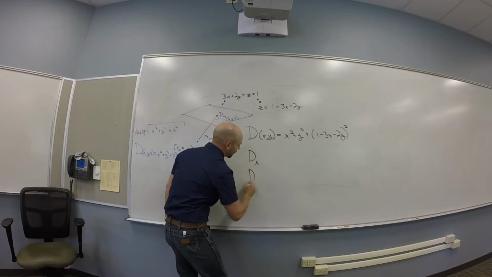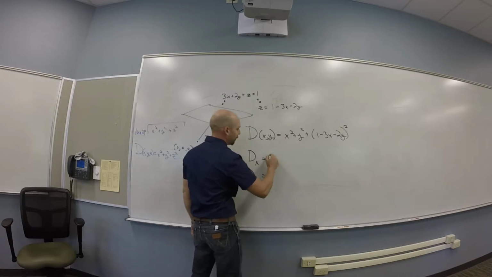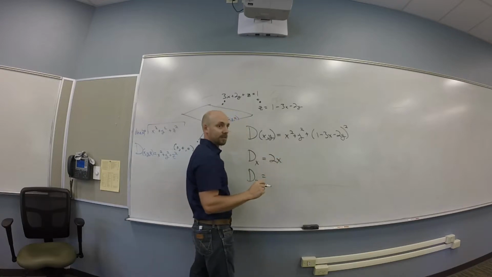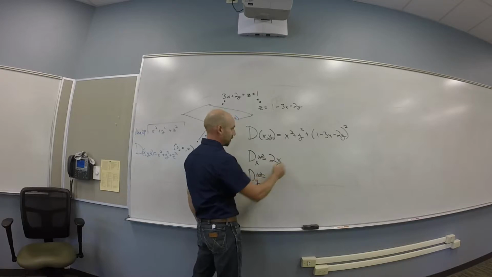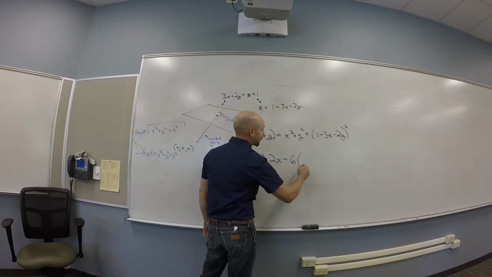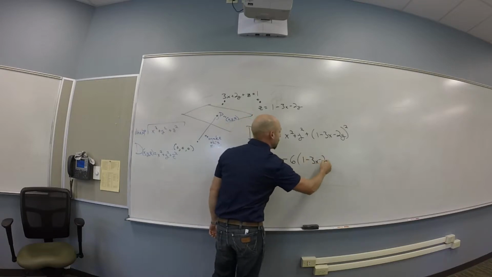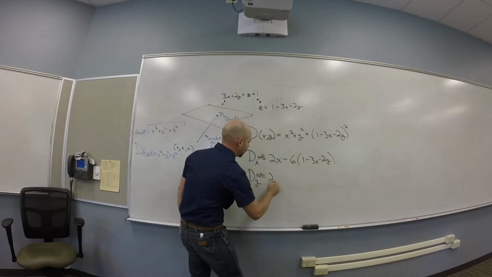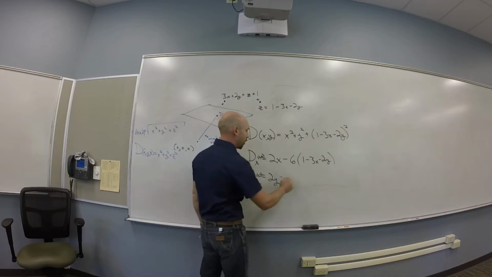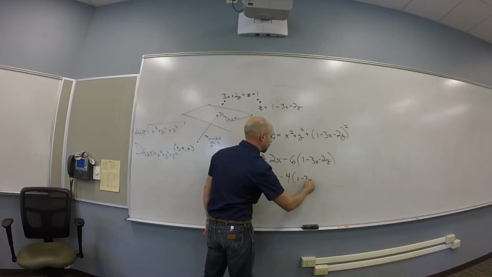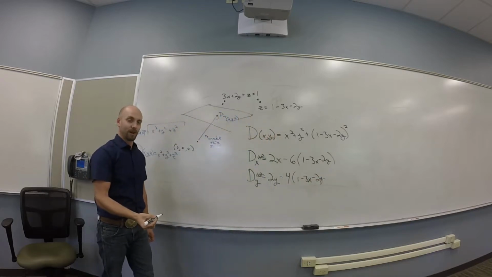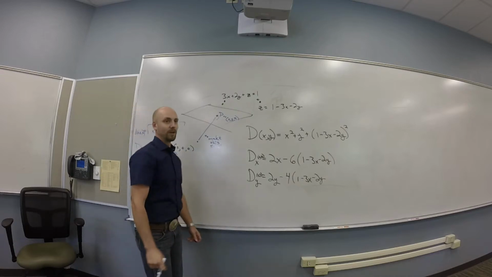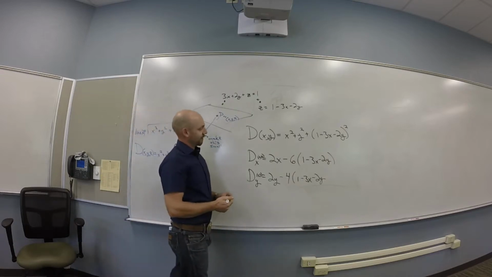So get yourself dx and dy. These should be easy. Get 2x, and then minus 6 times whatever's in the parentheses here. And 2y minus 4 times whatever's in the parentheses. Wait, we should have a, oh, never mind. I see. What did I forget? The 6, it was just like a multiple. Yeah, I saw it.